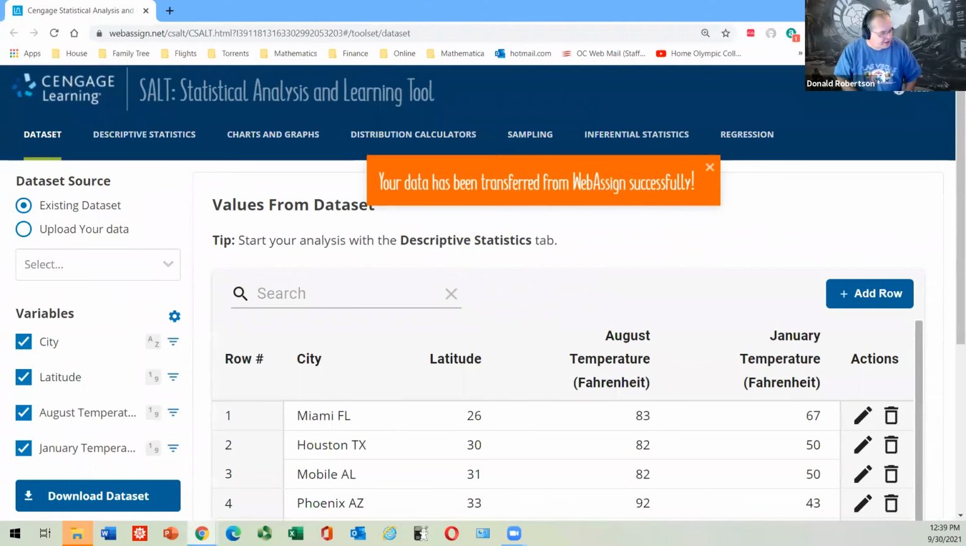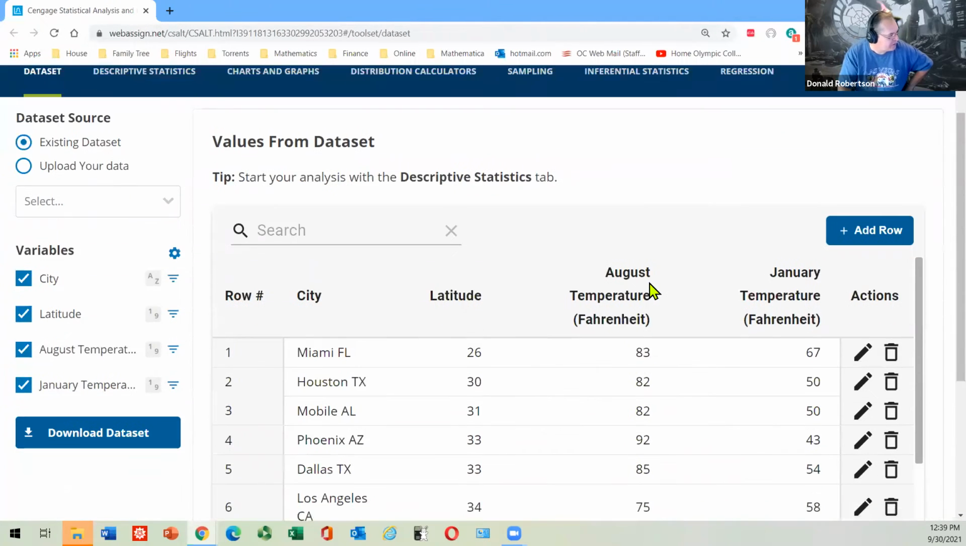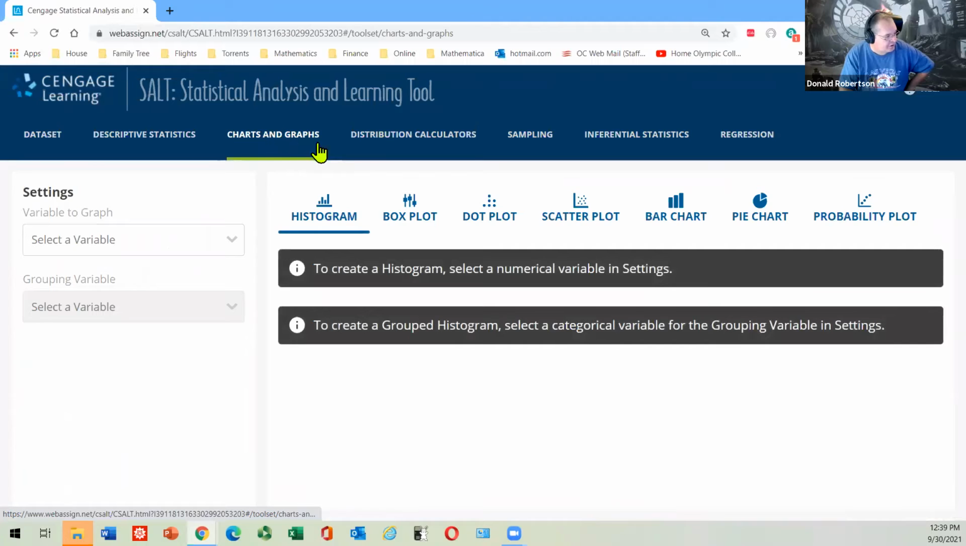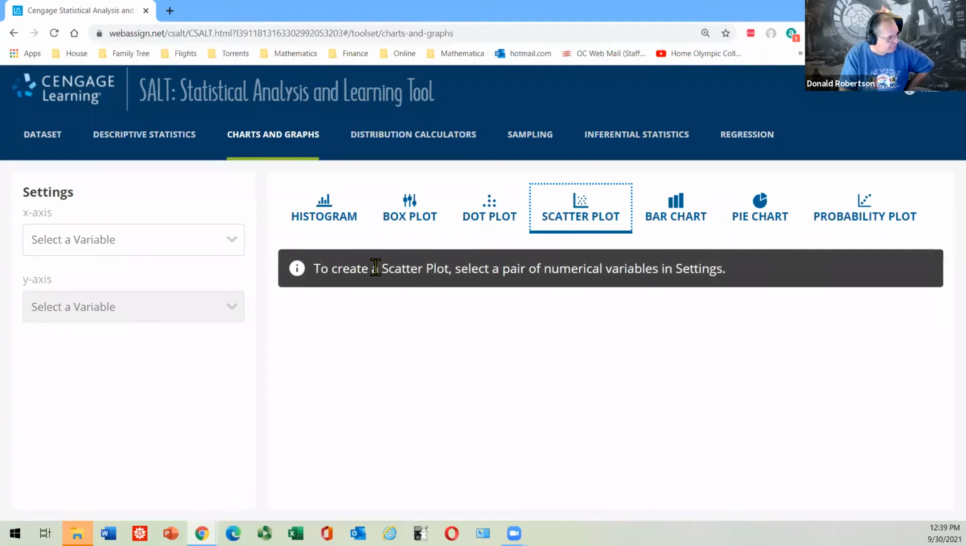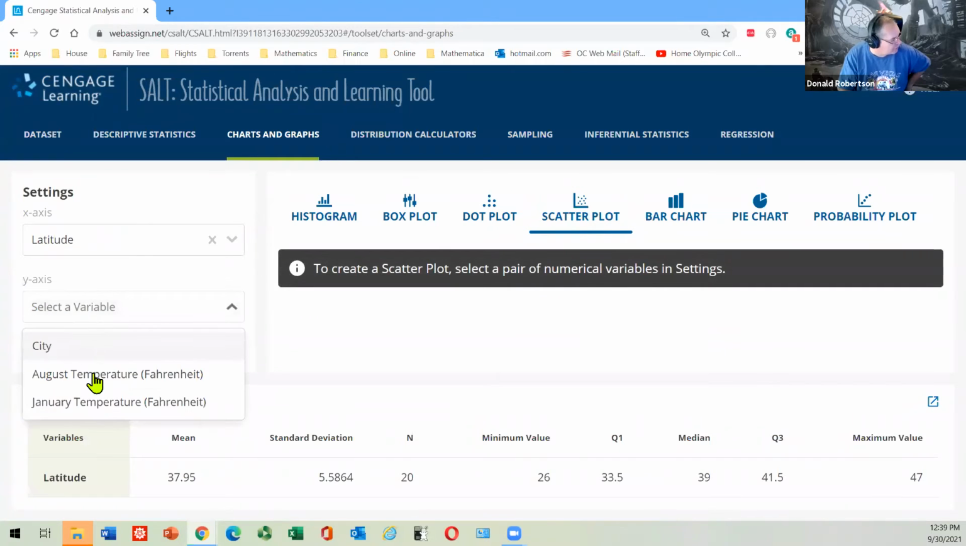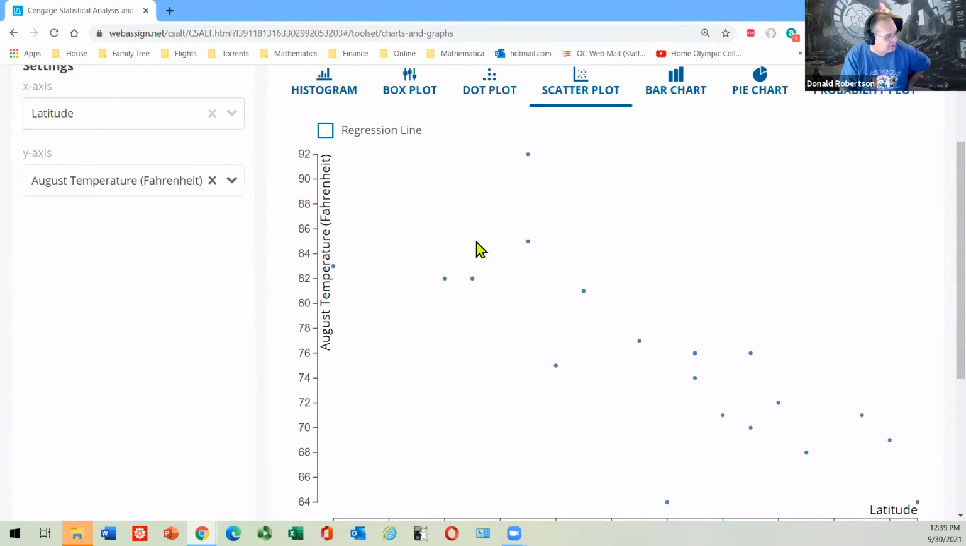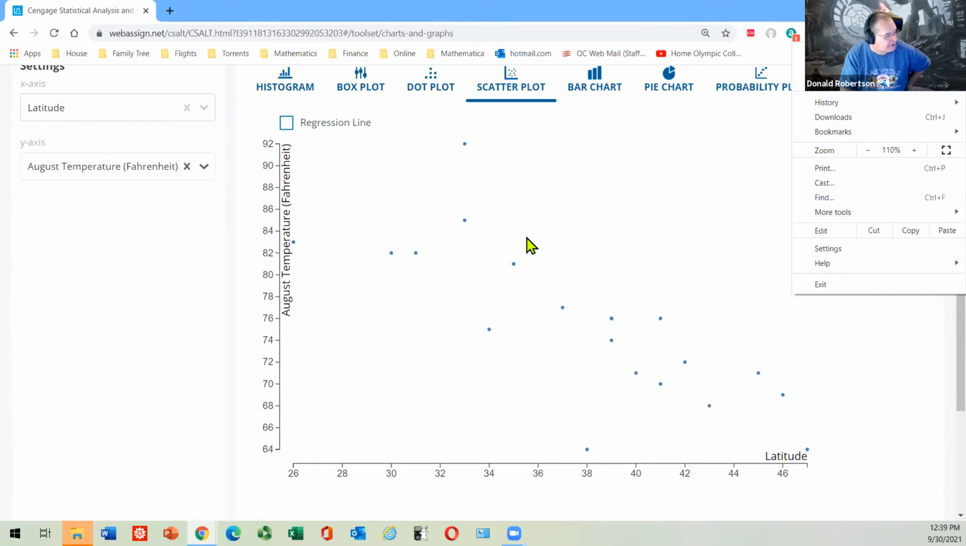There. When you hit Salt, that's what appears. Now I'm going to go up here and I want a scatter plot. So I'm going to pick charts and graphs. And then I'm going to go here and I'm going to do scatter plot. And it looks like there's something wrong. Well, it's not that there's something wrong. I just haven't told it enough information. So the x-axis is going to be latitude and the y-axis is going to be the August temperatures. Can you see I can now, there's my scatter plot. Maybe I shrink it a little bit more. There we go. Can you see my scatter plot?